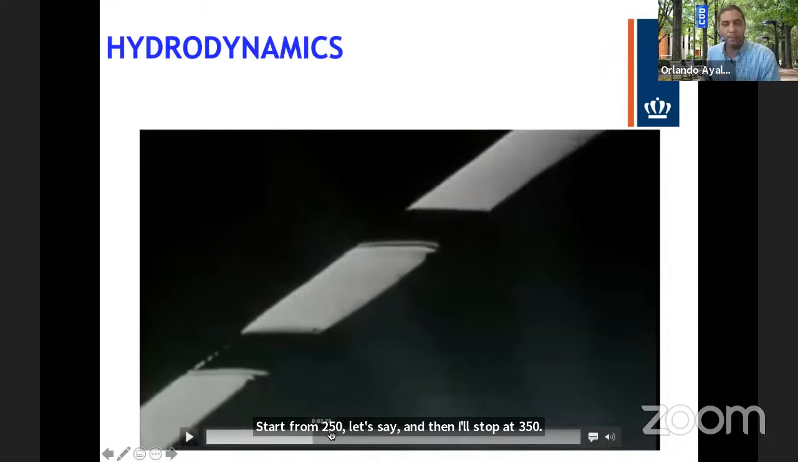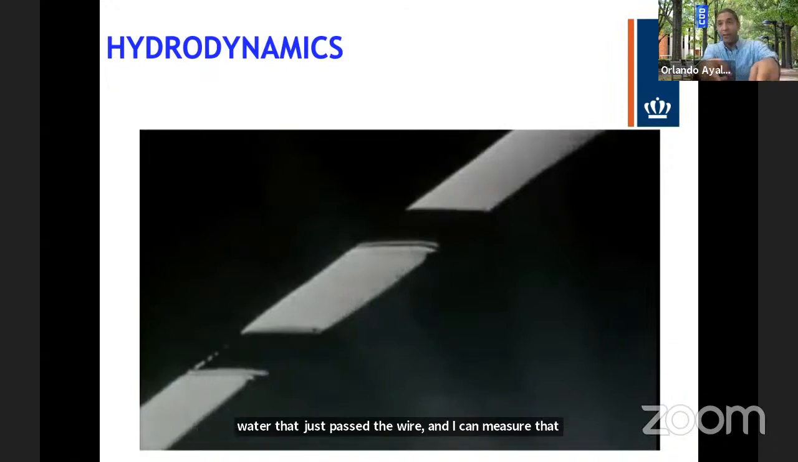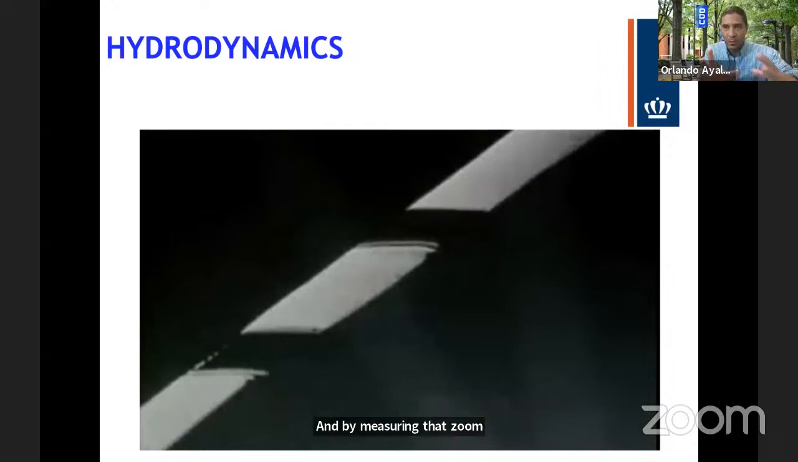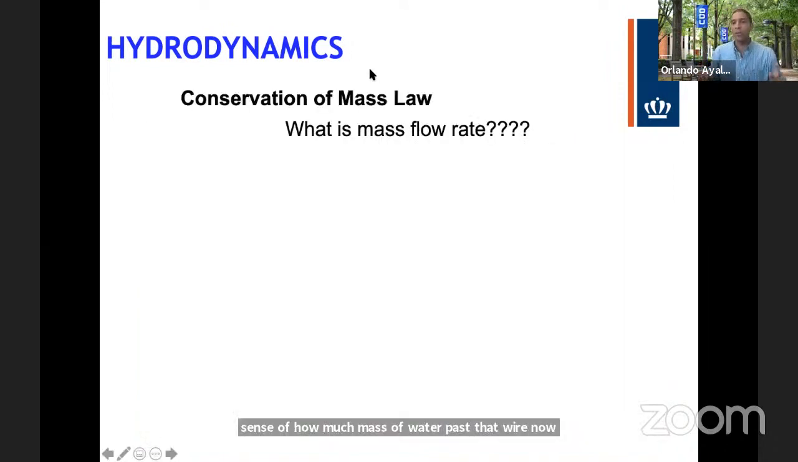Around 350, right? So I know that within 1 second, this is the amount of water that just passed the wire. And I can measure that because I have the video. I can get a ruler and measure that. And by measuring that zone, that region, I can get a sense of how much mass of water passed the wire. Now, keep that in mind. Let's go into the next slide.